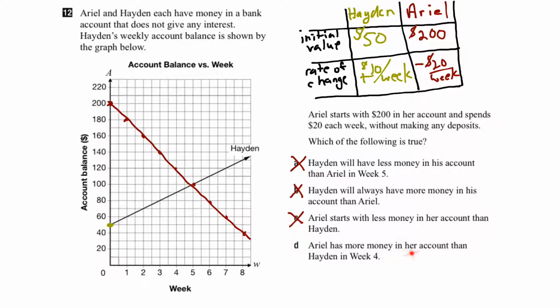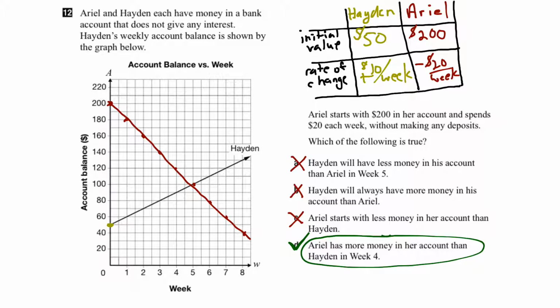Ariel has more money in her account than Hayden in week 4. So let's go to week 4, 1, 2, 3, 4, go up to the graphs and see what happens. So Hayden at week 4 has about $90 and Ariel has $120. So it is true, Ariel has more money in her account in week 4. And so the right answer is D.